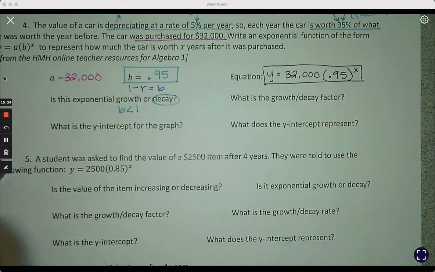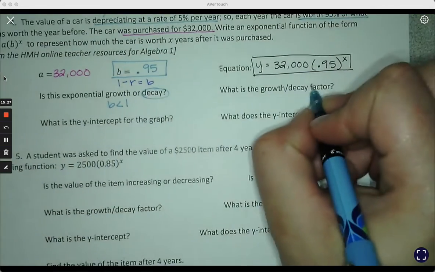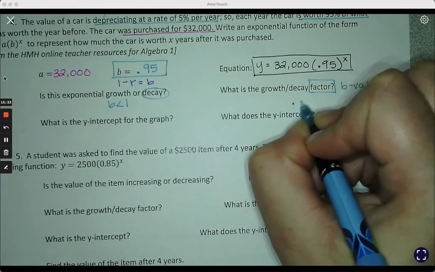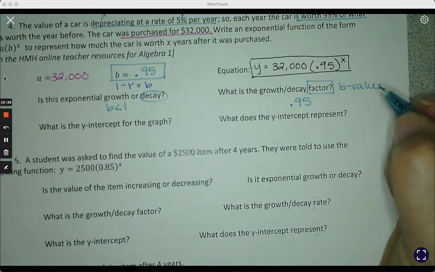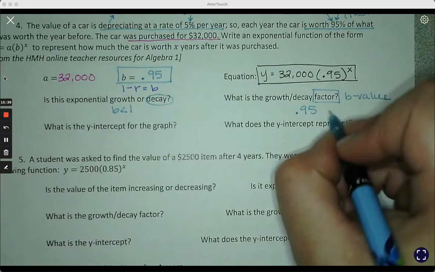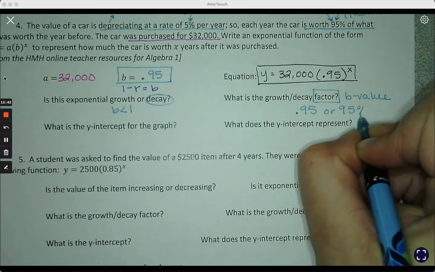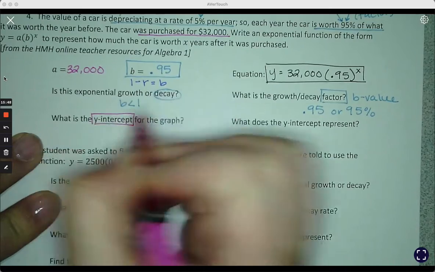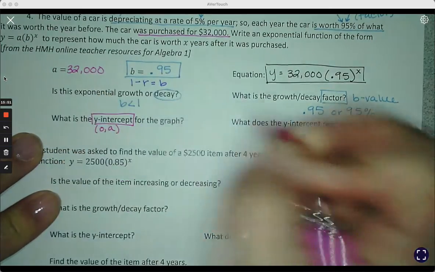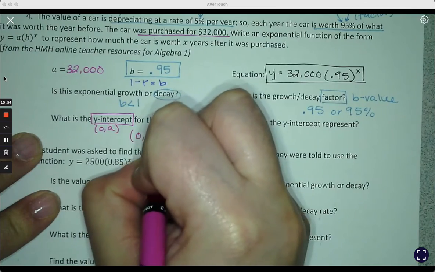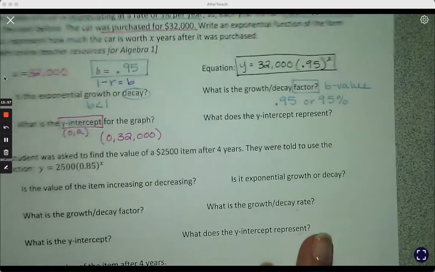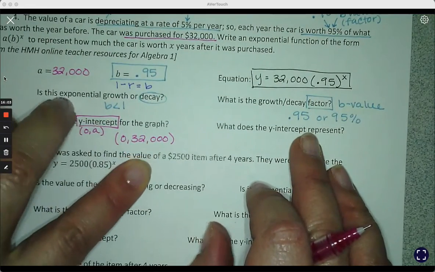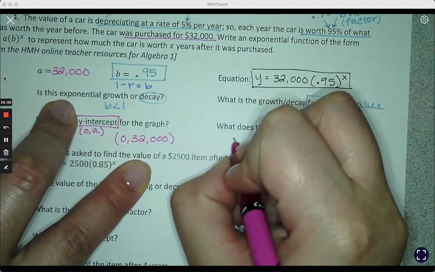What is the growth factor? Okay, so factor is our B value. And in this case, it's 0.95. Okay, or 95%. All right, what is the y-intercept? Remember, y-intercept is 0, a. So we have 0, 32,000. What does the y-intercept represent? A. So A is the initial value of the car.